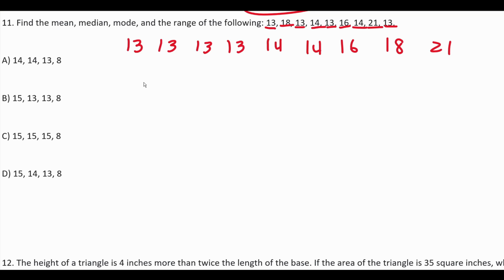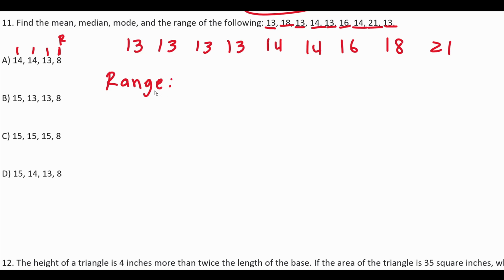Let's start by working backwards. Again, the answers are ordered like this. This is the mean. Again, the mean comes first in the question. This is the median. This is the mode, and this is the range. So I'm going to start by finding the range first.